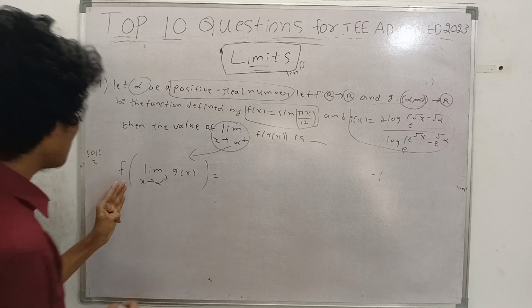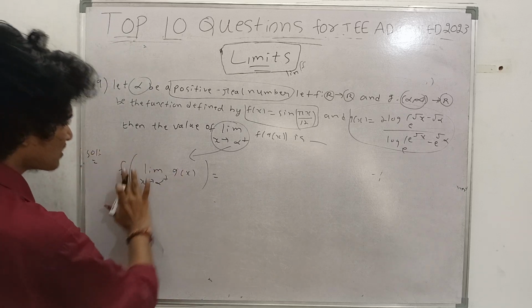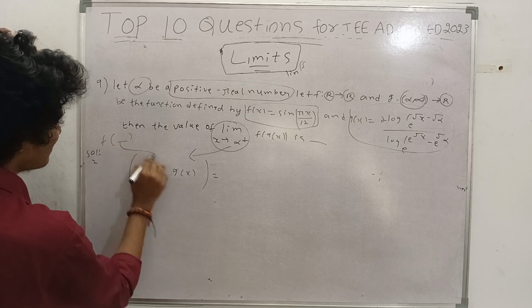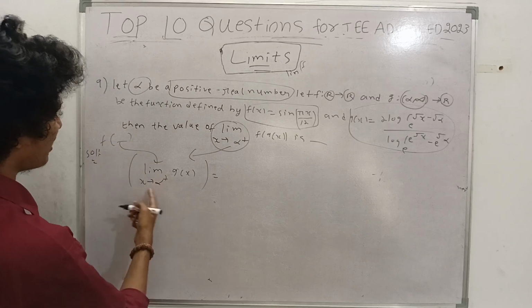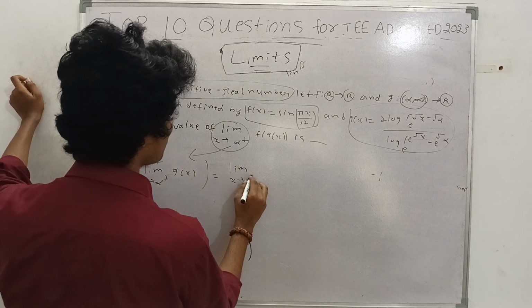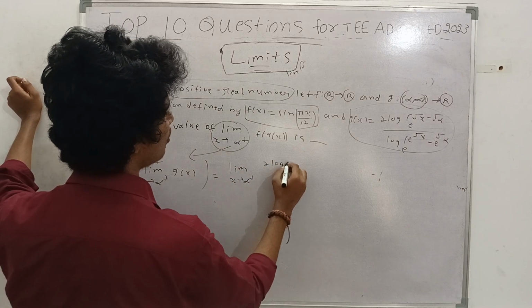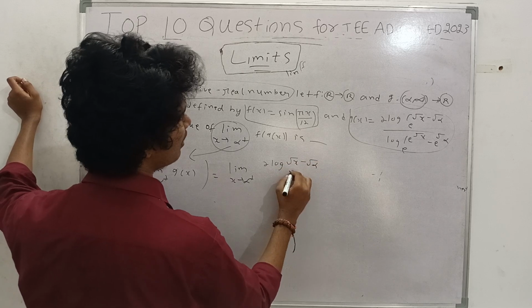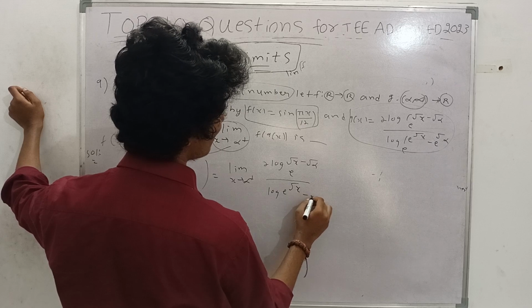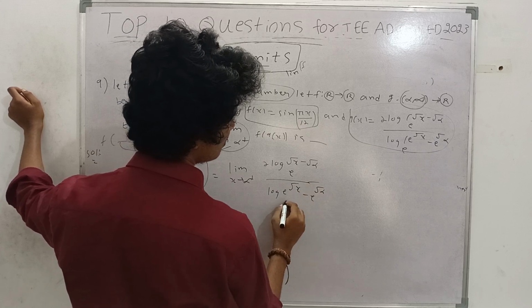I can solve this complete thing first, and f of something is this thing only. So limit x tending to alpha plus of g of x. So what is g of x? Limit x tending to alpha plus of g of x is 2 log of root x minus root alpha, base e, divided by log of e power root x minus e power root alpha, base e.